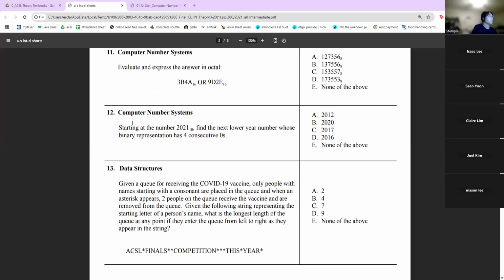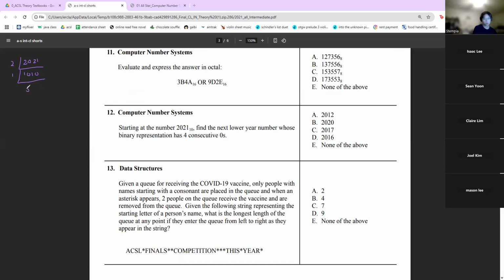Number 12. Starting at the number 2021 in base 10, find the next lower year number whose binary representation has 4 consecutive zeros. Okay, well, first things first, let's convert this base 10 number into binary. We can do that easiest by using just the ladder method, I guess. So 2021 divided by 2 is going to give us 1010 with the remainder of 1.